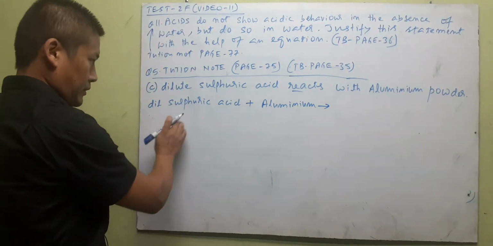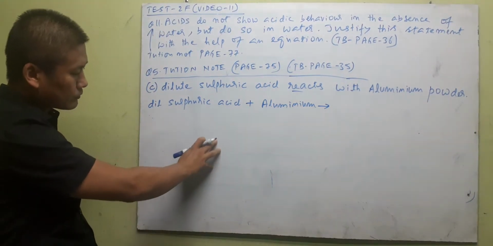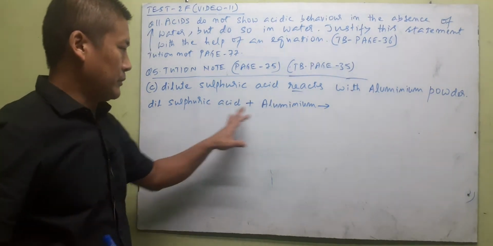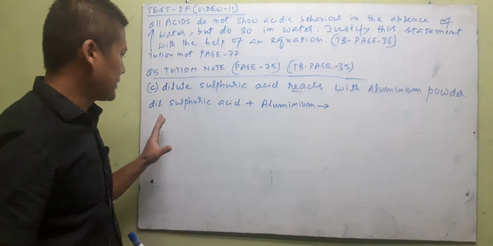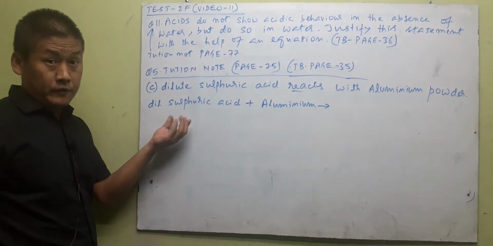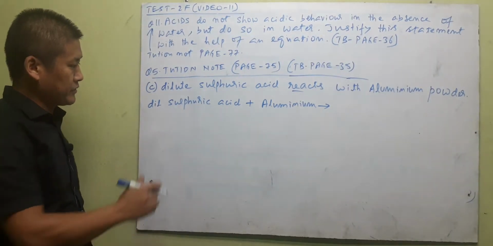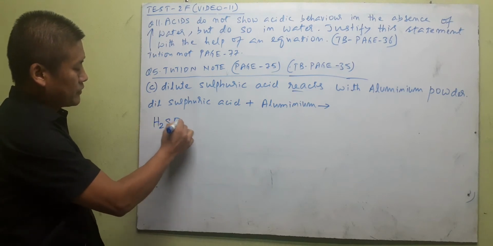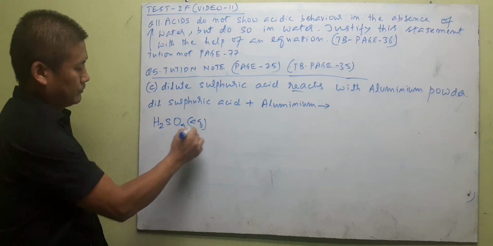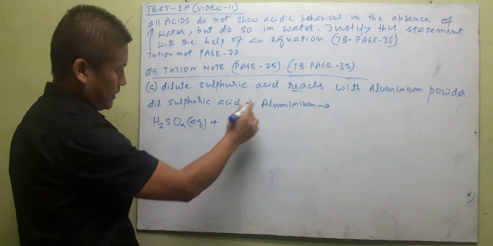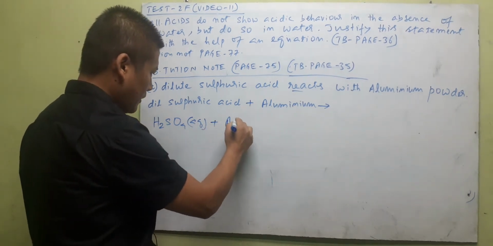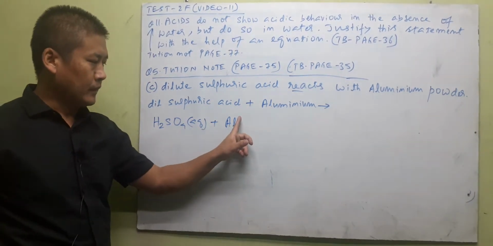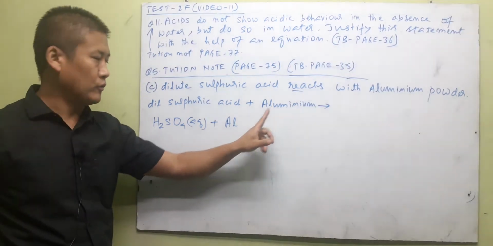Now let us write the skeletal equation partially, then we'll get the idea what will be there on the right side. You don't need to memorize this because these are all very easy to figure from the left side because there are displacement reactions. Okay, so here dilute sulfuric acid, we know formula is H2SO4 (aq). So react plus aluminum, we know is Al, the atom. Aluminum ion is 3+, but this is aluminum means the atom.